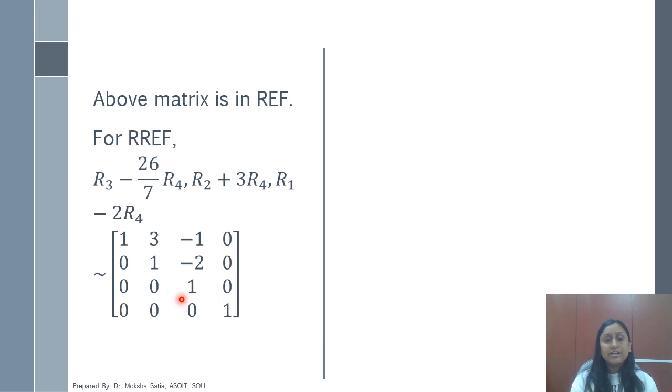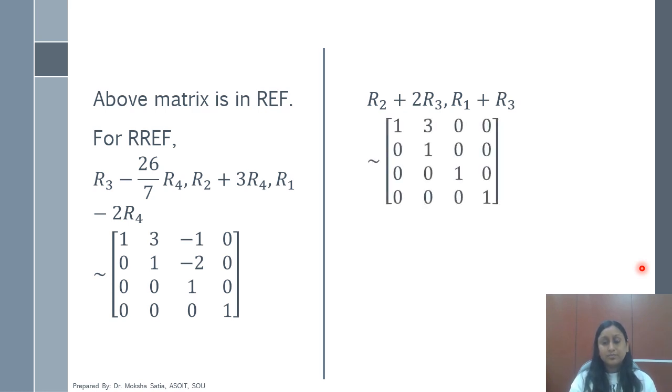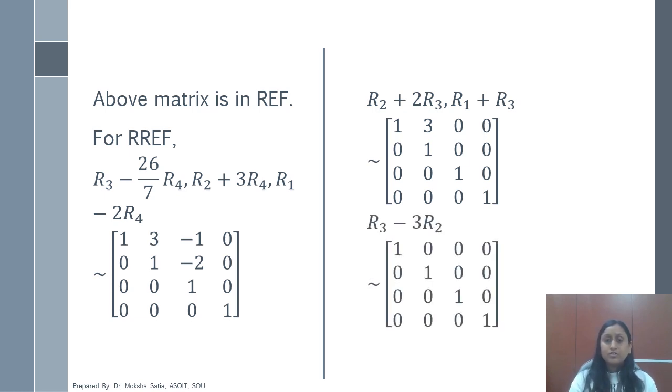Now focusing on the leading 1 in the third row, we need to make this minus 2 and minus 1 zero. For that, we need the operations R2 plus 2R3, R1 plus 3R3, and the resultant matrix will be this, which gives 1, 3, 0, 0, 0, 1, 0, 0, 0, 0, 1, 0, 0, 0, 0, 1. Now, the only element left, that is 3, needs to be 0. For that, we'll have the operation R1 minus 3R2. So, here is the resultant matrix, which is the identity matrix of order 4, which is in reduced row echelon form.